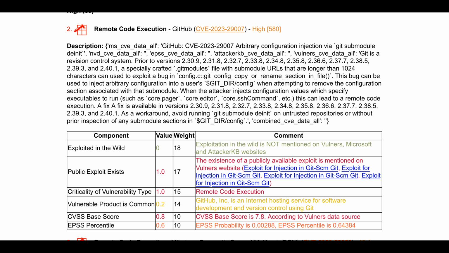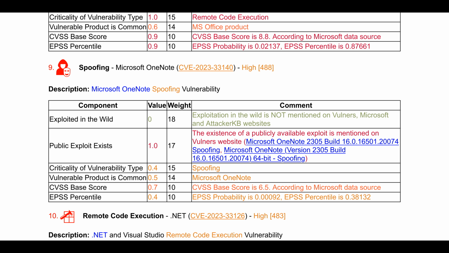Remote code execution in GitHub, CVE-2023-29007. GitHub, of course, was patched a long time ago. This is a Git vulnerability, and it is critical because there is a public exploit. The existence of a publicly available exploit is mentioned on Vulners website. If your organization uses Git, it is a good reason to update it, although this is not directly related to Microsoft Patch Tuesday.